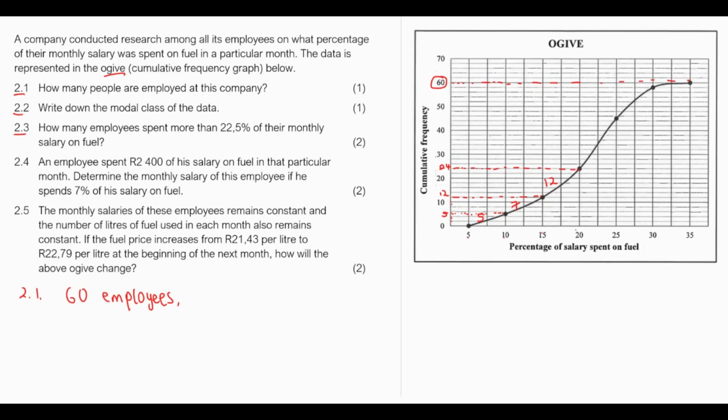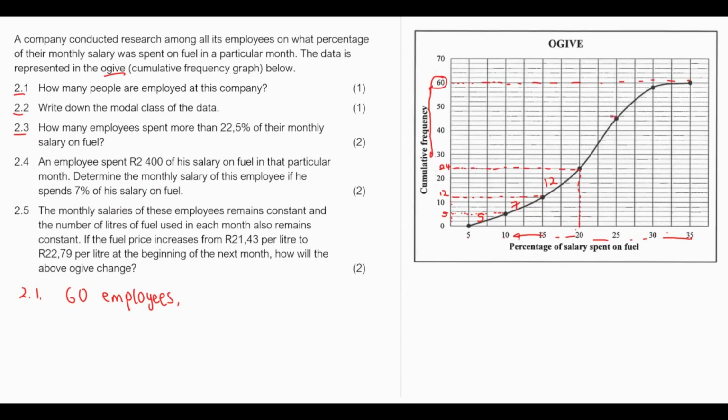But let's discuss here. Let's say at 20%, what is the meaning of this? We're saying 24 employees used 20% and less of their salary for fuel. What about those who used more than 20%? How to get the number? We have to find this gap between 60 and 24. So we say 60 minus 24, which is 36. We're going to apply that when you're answering question 2.3, but let's continue.